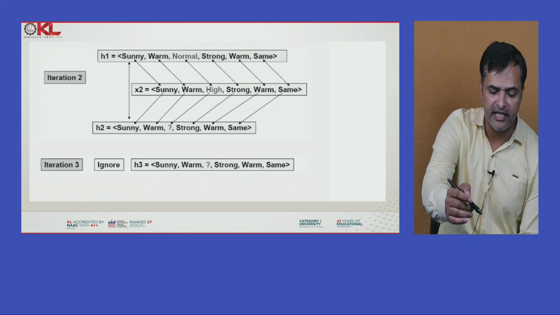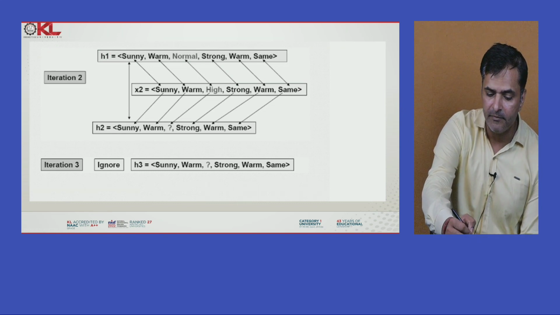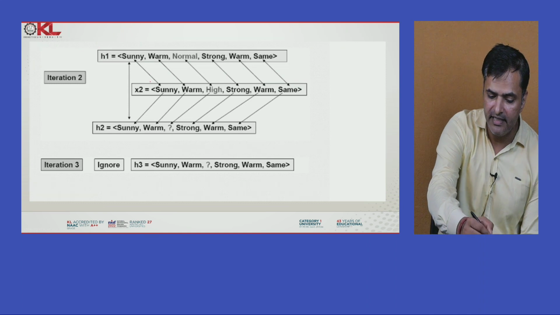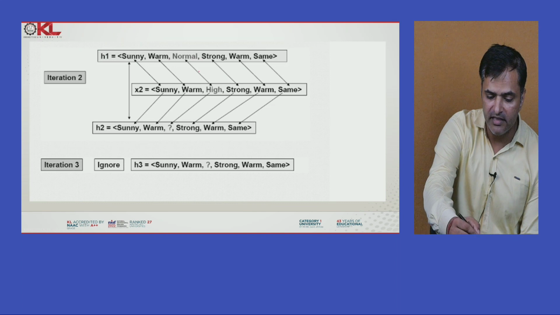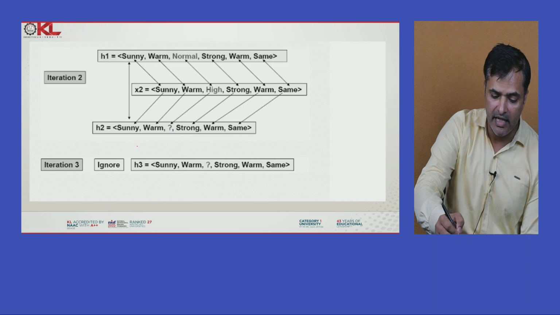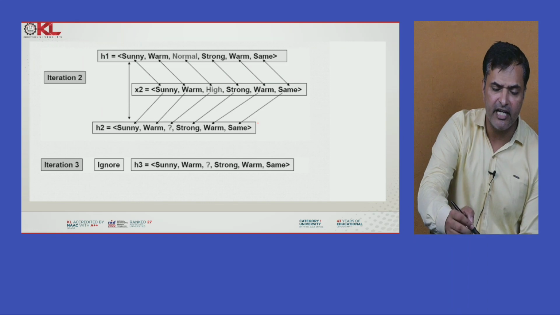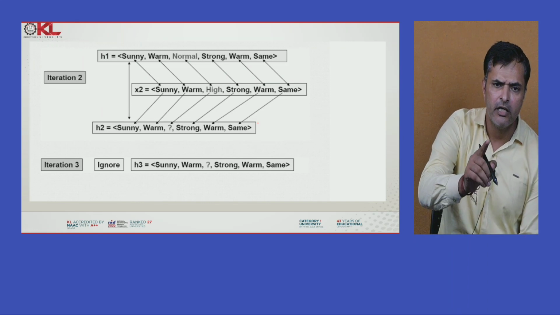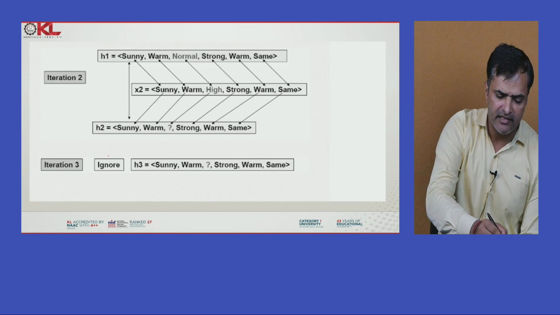When we look at the second one, here is normal, here is high. Sunny is the same, warm is the same, but normal and high differ. Then strong is the same, this one is the same, this one is the same. In this place, where it is high, we have to use the question mark. These are the other hypotheses. In the third one, the output is given as no, so that will be ignored and eliminated.